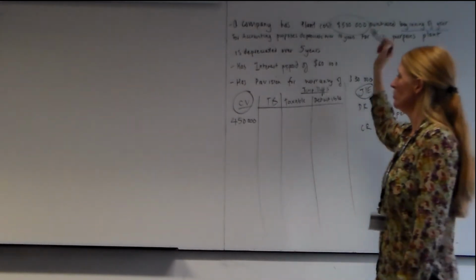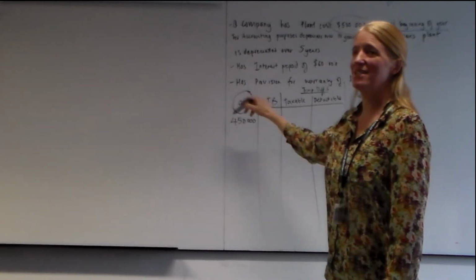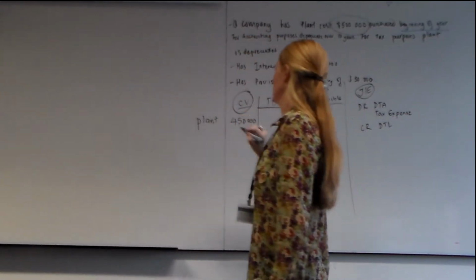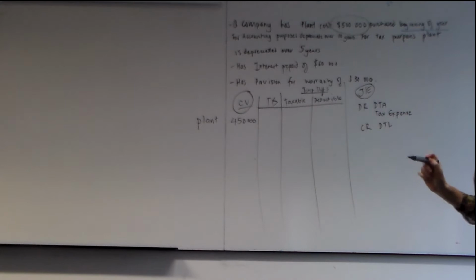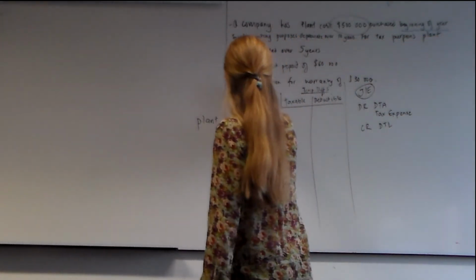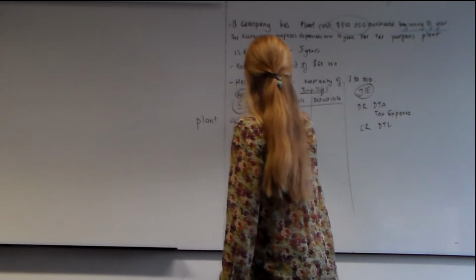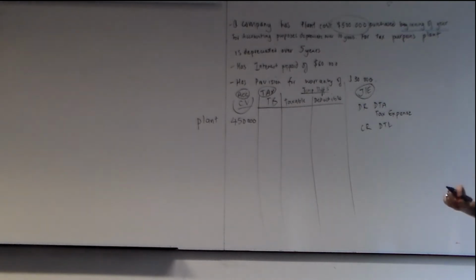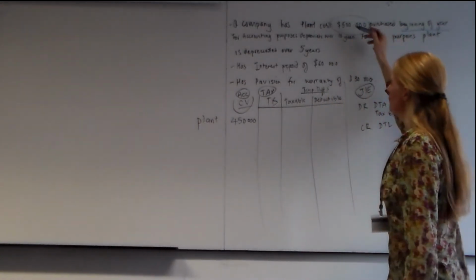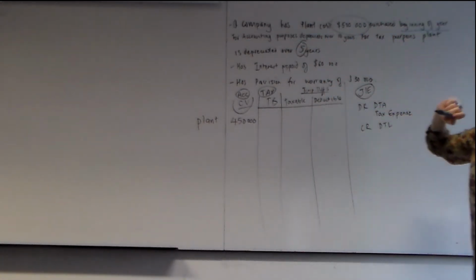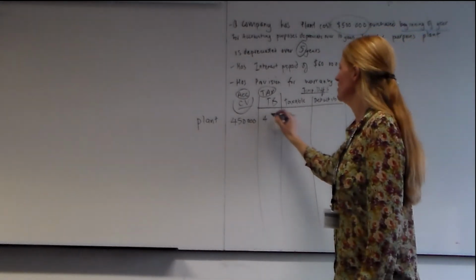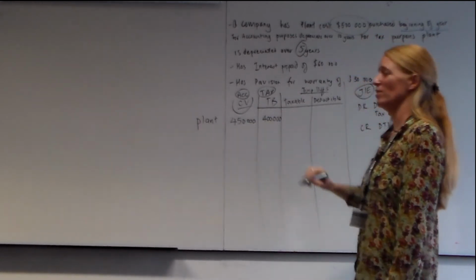50. So 500 minus 50, this is the net value. The plant is sitting at a net value or carrying value of 450. This is the accounting value. Obviously this is tax. The tax base is going to be? Okay, 400. 500 divided by what? It's depreciated over 5 years for tax. So 500 divided by 5 is 100. So the tax base is going to be 500 minus 100.